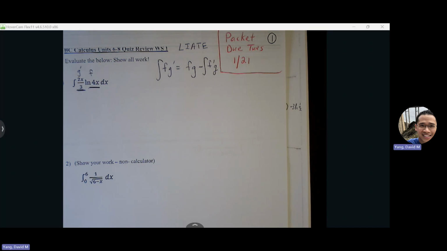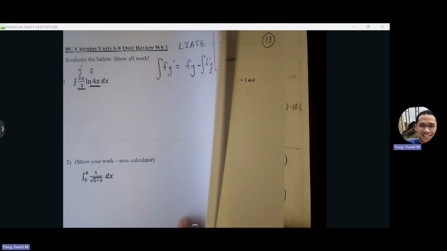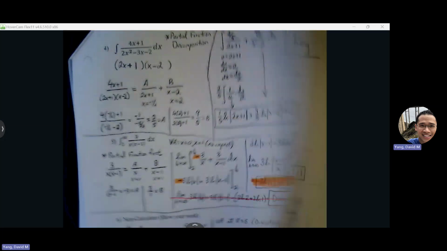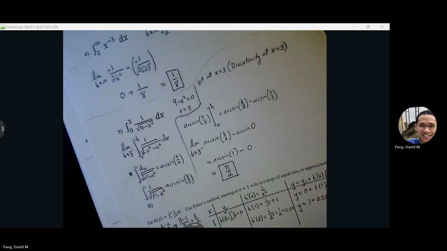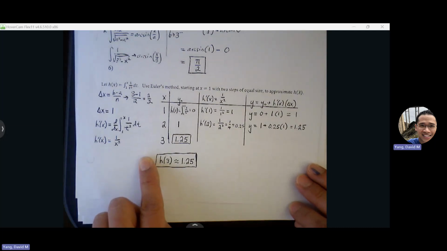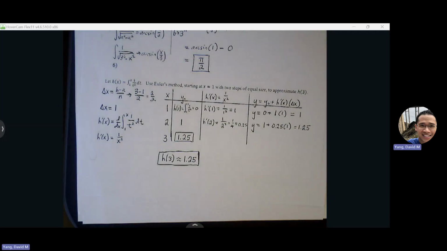On page 14, the steps on the very bottom. Page 14 of the review packet. Yeah. The Euler method. Why can't you just plug in the x? I get why we're doing it, but I feel like that's just... I'll plug in 2 and 3. I guess it wouldn't work, but why shouldn't I?